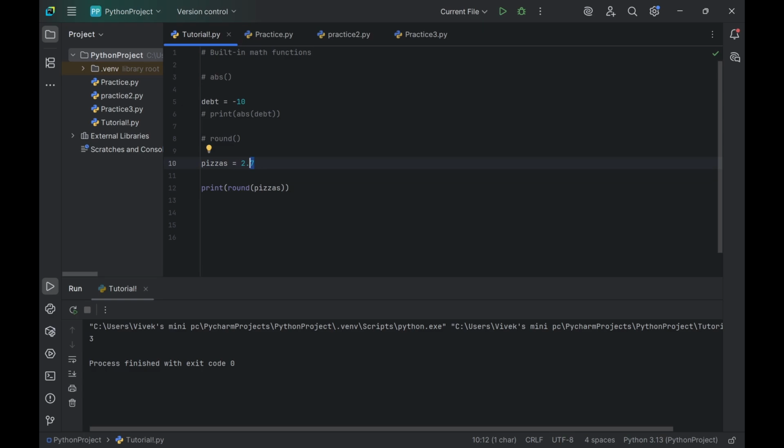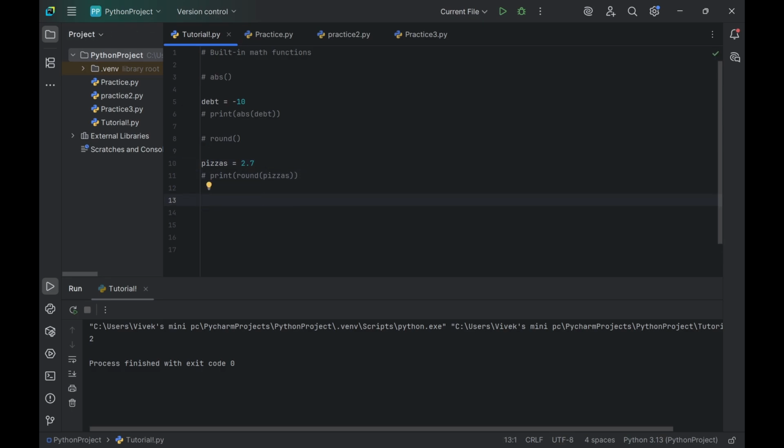Anything 5 or higher, it's going to round up to the next number. 4 or lower is going to round down. So if this was 2.4 pizzas, if I run the command, it's going to give me 2. Okay, I'll keep it at 2.7 because why not? Okay, so what's the next one? Let me just turn this into a comment to make things look a little prettier. Okay, so what is the next function?